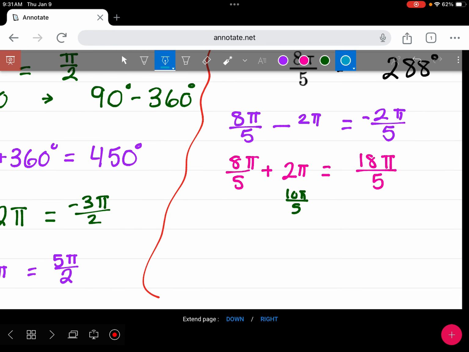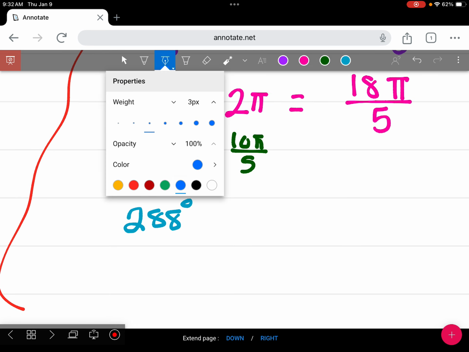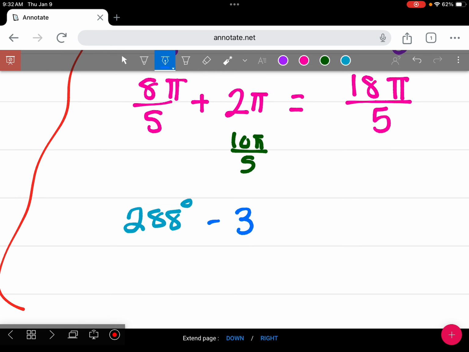So then let's do it in degrees. Find our same kind of vibe on the 288. So 288 degrees, if we're looking for that negative coterminal angle, that's when we're going to subtract our whole circle, which is 360. So what is our negative coterminal angle for the 288? Negative 72.